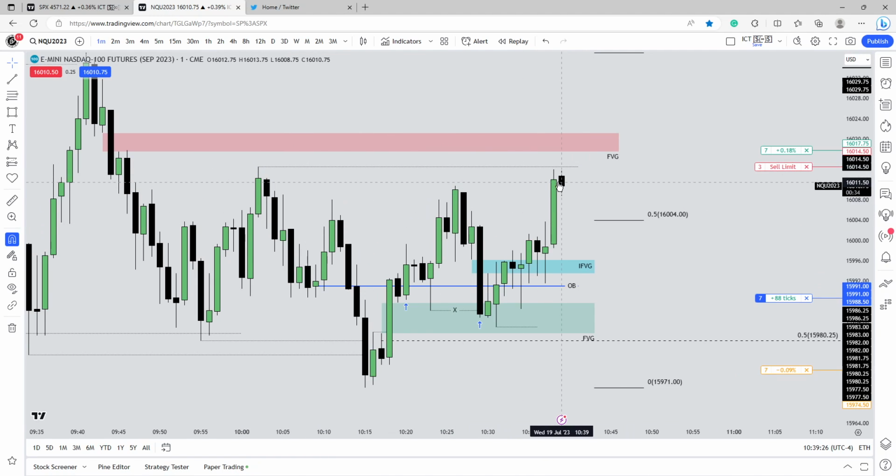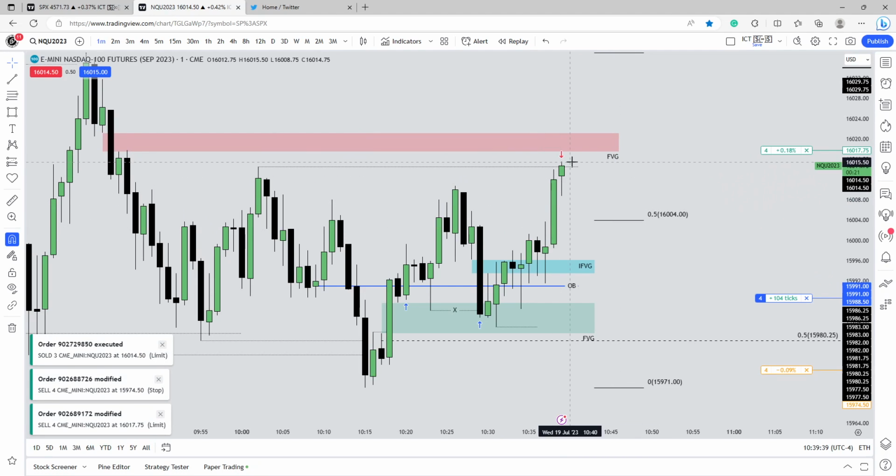So it's possible if it wants to retrace a little bit, that's okay. But I do want to see these relative equal highs get taken out. Again, 3 contracts off right above this high, and then the remaining 4 in this sell side imbalance, buy side inefficiency. So you can see there, it did actually take out this first buy side.